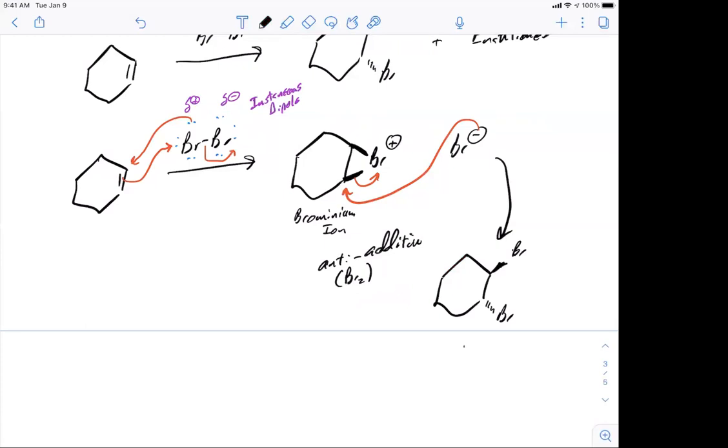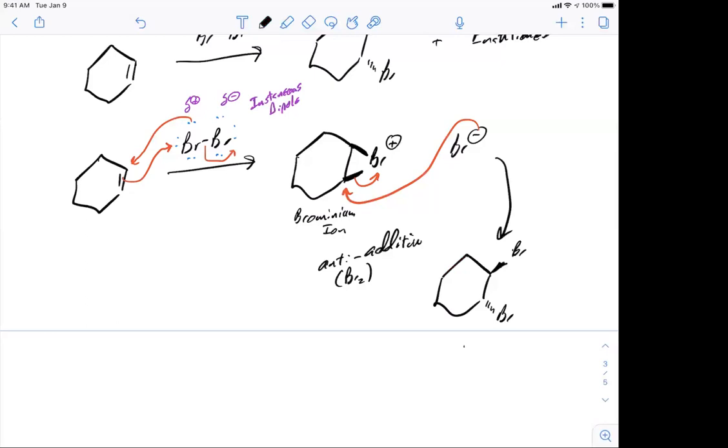The anti-addition always occurs with bromine. Most books show it with chlorine. It happens quite often with chlorine, and it happens most of the time with iodine. But with bromine, it's always going to form the brominium ion. So if you'll notice, the book tends to show bromine a lot, and that's the reason why. It also turns out bromine is slightly easier to work with than chlorine gas.